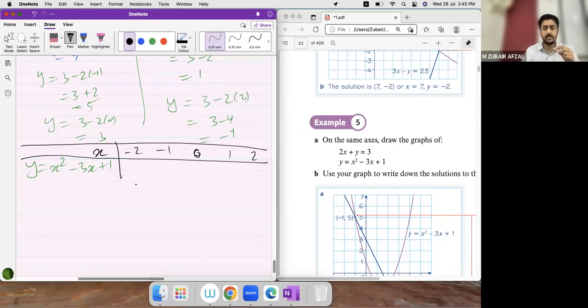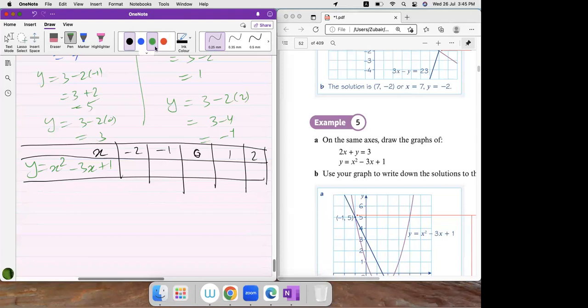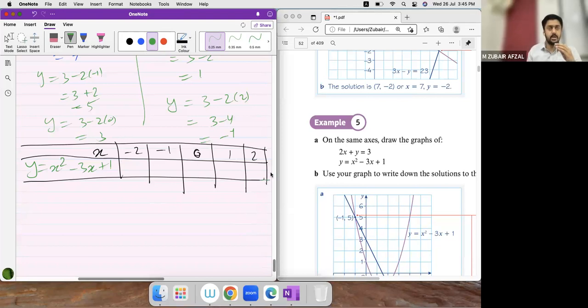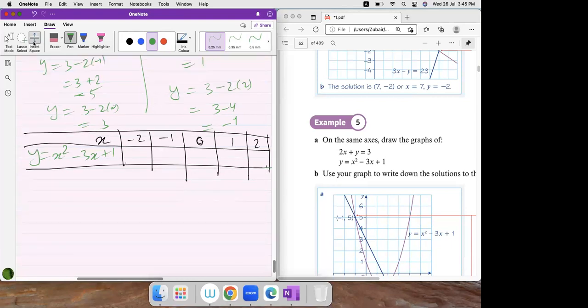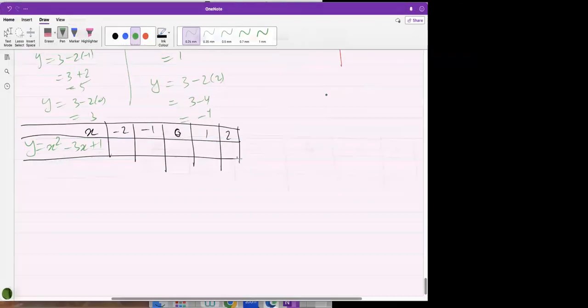And sometimes the question leaves this to you. Mostly the question is telling you the value. Yes, Mahad? So when the question doesn't tell us the value, do we just do till -2 till 2? It is better that we choose -3 to 3. Okay.